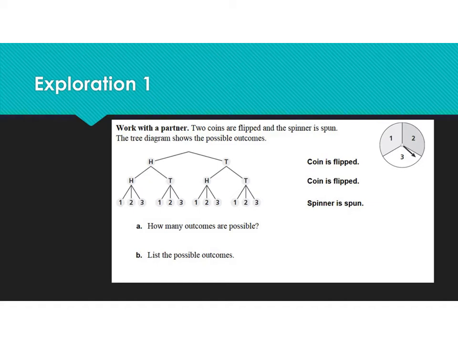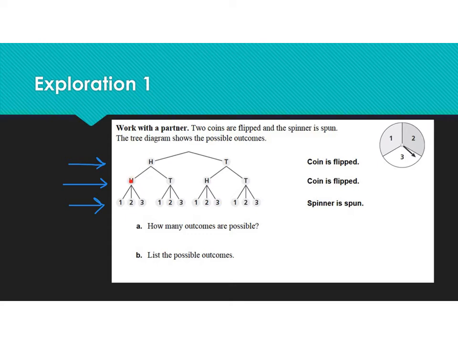If we look at the levels of this diagram, the top level is the first coin. The first coin can either land on heads or tails. Then this level is the second coin. It doesn't matter if the first one was heads or tails, the second one can still be heads or tails. The last level is the spinner. So you could get heads, heads, 1, or heads, tails, 2. So how many total outcomes are possible?